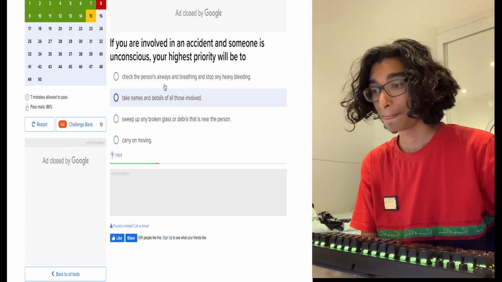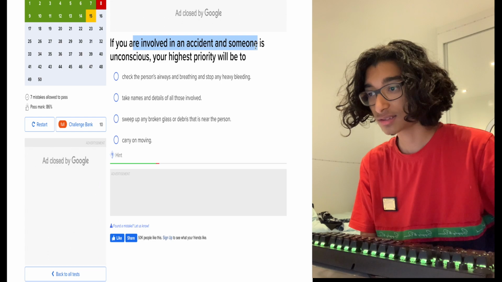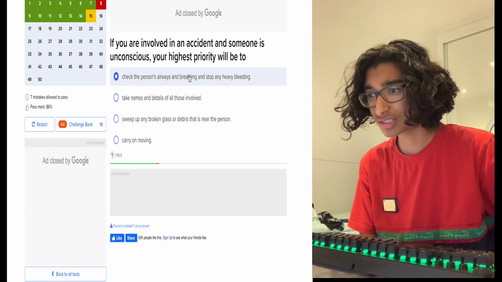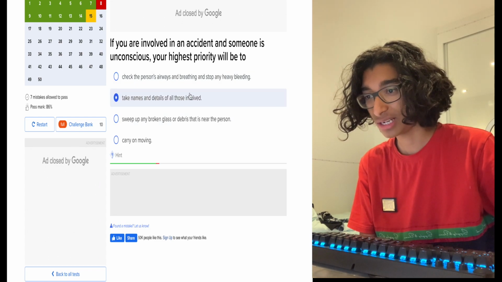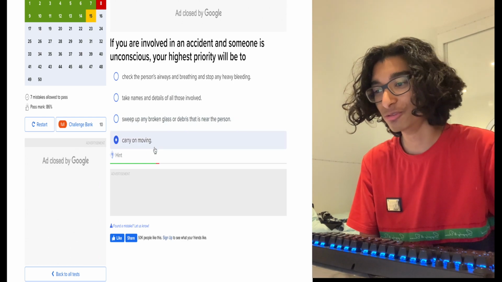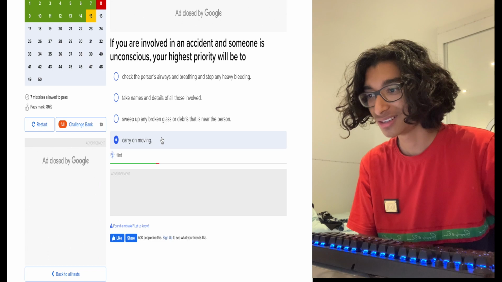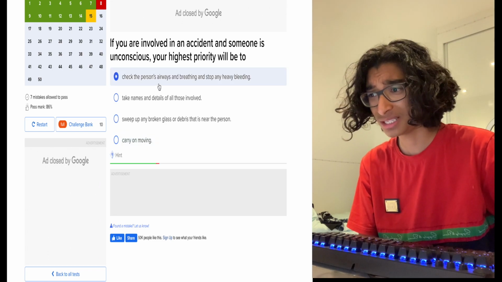Yes, phew. Okay, if you are involved in an accident and someone is unconscious, your highest priority would be, I think it's calling an ambulance. Check the person's airways and breathing. Stop heavy bleeding. Take names. No, that's not really important. Carry on moving. Some of these questions, I think they're just so easy. It has to be the first one.